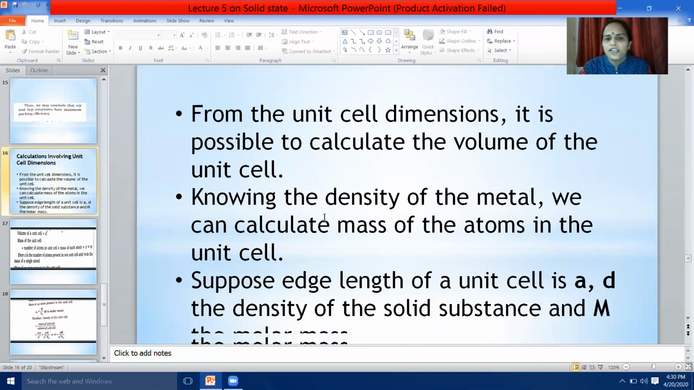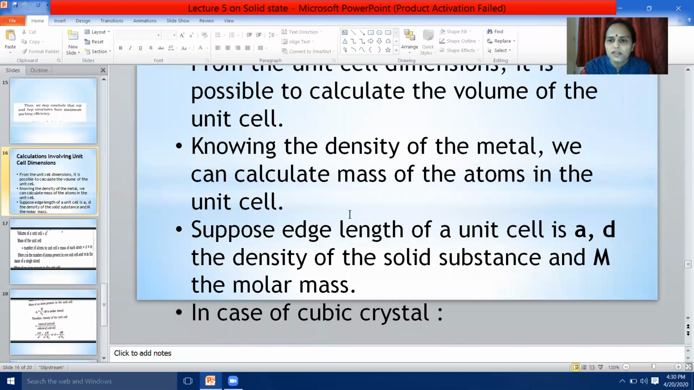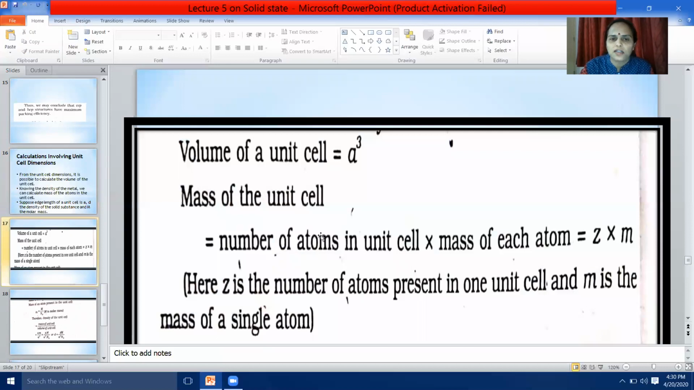Then suppose edge length of a unit cell is a. Edge length is denoted by small a. d is the density of the solid substance, small d. And capital M is the molar mass of the solid substance taken. So in case of cubic crystal, volume of a unit cell is equal to a cube. Volume of the unit cell is equal to a cube.